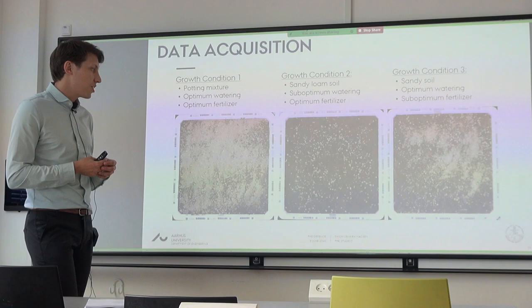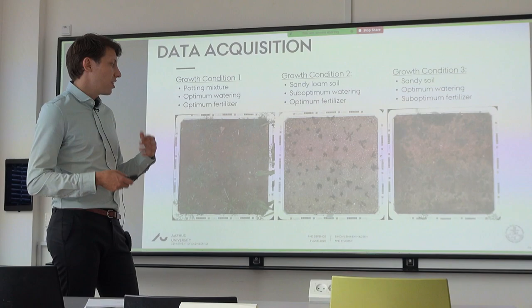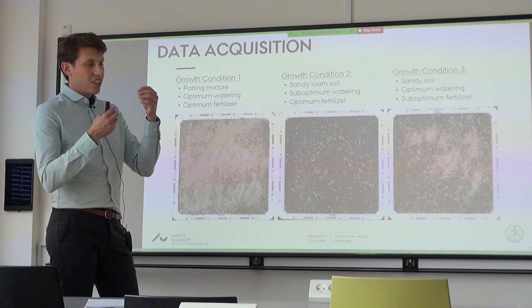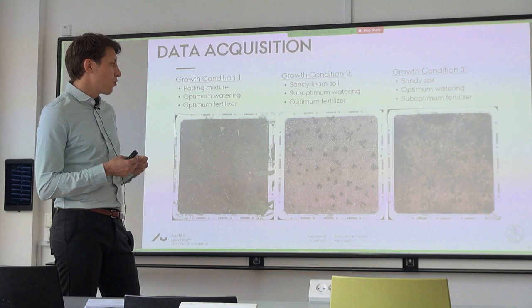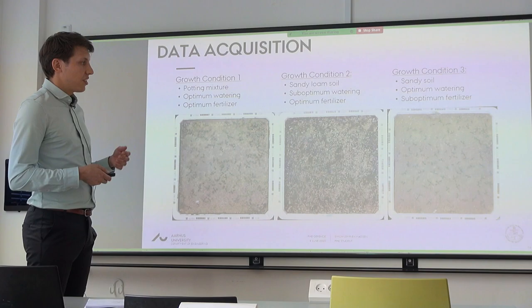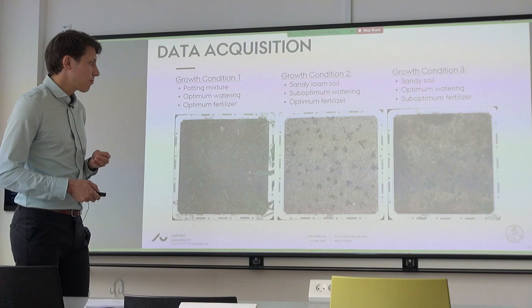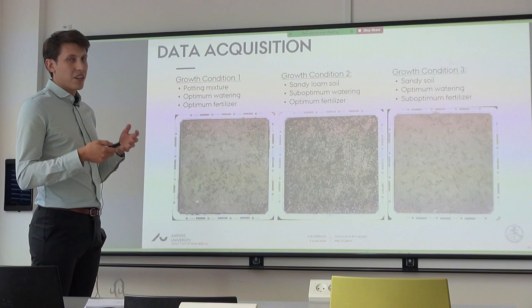Growth condition number 2 is sort of the worst growth condition that we can apply, because here the plants are experiencing drought stress, which makes the plants brown, yellow and reddish in their colors, and in the end they actually start wrinkling in on themselves, so they don't grow very well. And the last growth condition is sort of an in-between of the two, and is probably the one that is closest to what we experience in the real world. This shows that the plant appearances depend a lot on the growth condition.